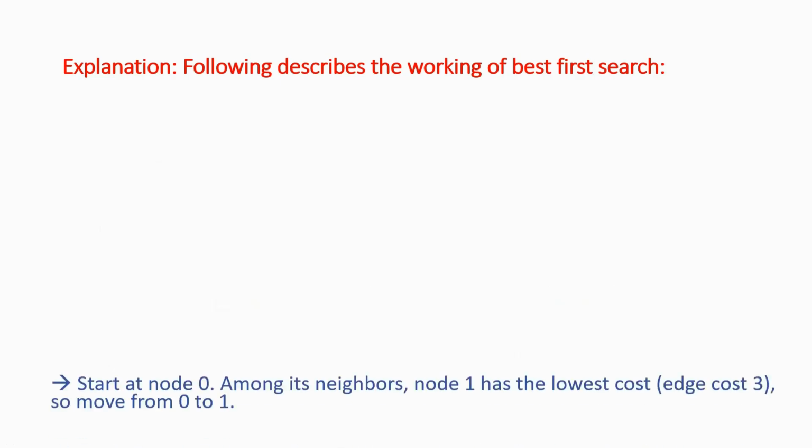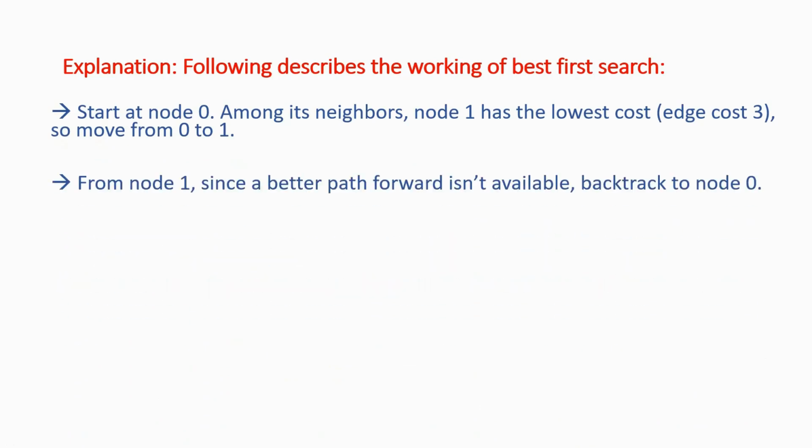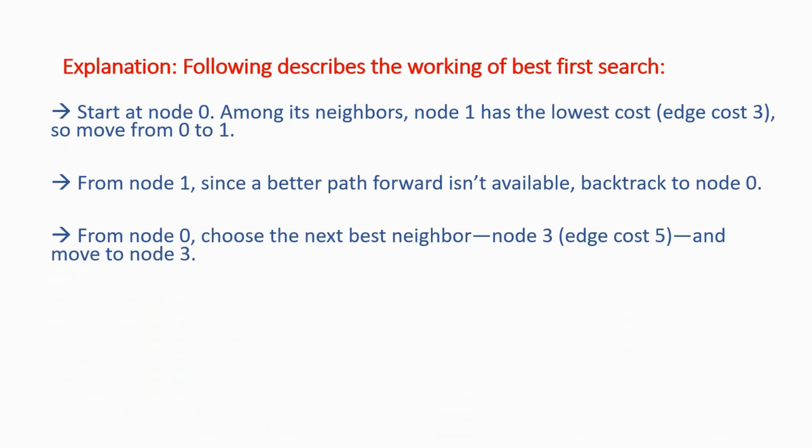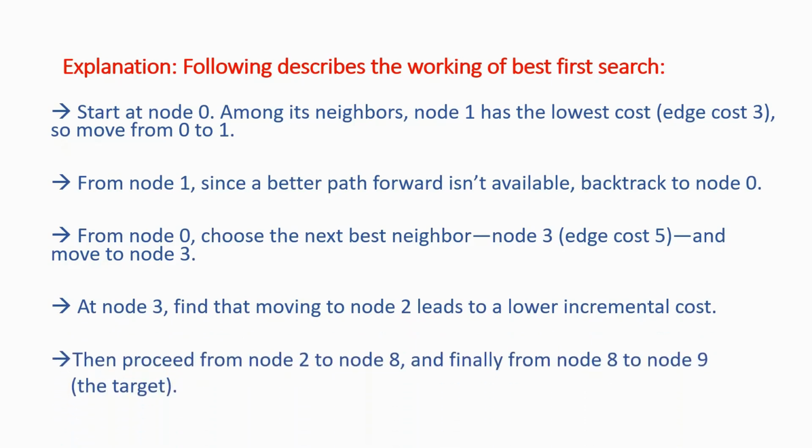So, the explanation following describes the working of best first search. We already discussed it. It starts from the zero node. Among its neighbors, node one has the lowest cost edge. It takes the least value. After node zero, it chooses the next neighbor. The edge costs are five and three, so it moves to three because three is less than five; we have the least number as three. It moves to the lesser number, and at 3 it moves to node 2 with the lowest incremental cost. This process continues from 2 to 8 and finally reaches 9, which is our target goal state. So let's proceed with the process.